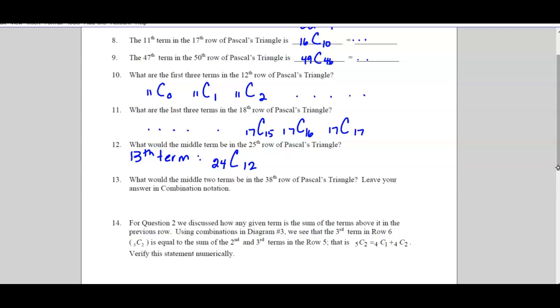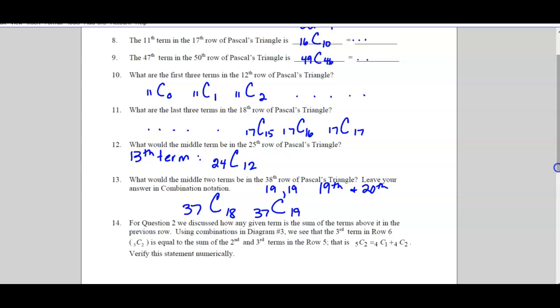So what would be the middle two terms in the 38th row? So now there's an even number of them. So half of 38 is what? 19 and 19, right? 19 terms and 19 terms. So the middle two terms, that would be the 19th term and 20th term. And it's the 38th row, so that'll be 37, C, 18, and 37, C, 19.